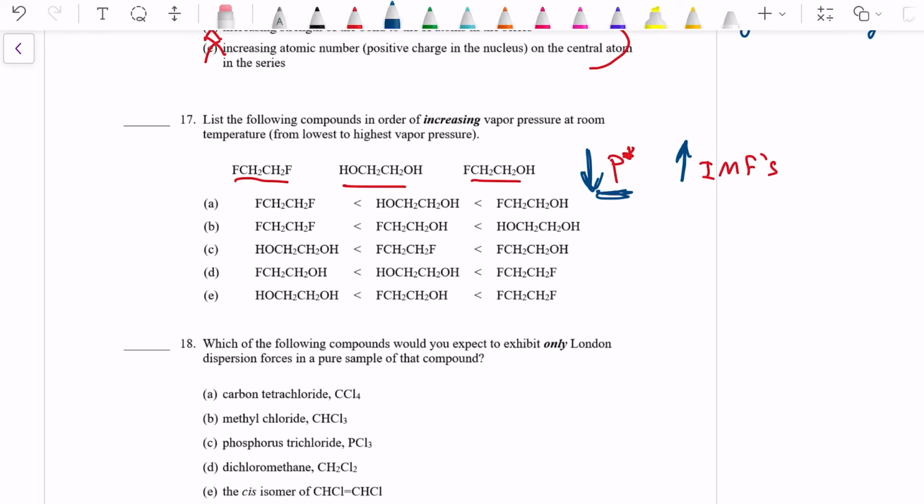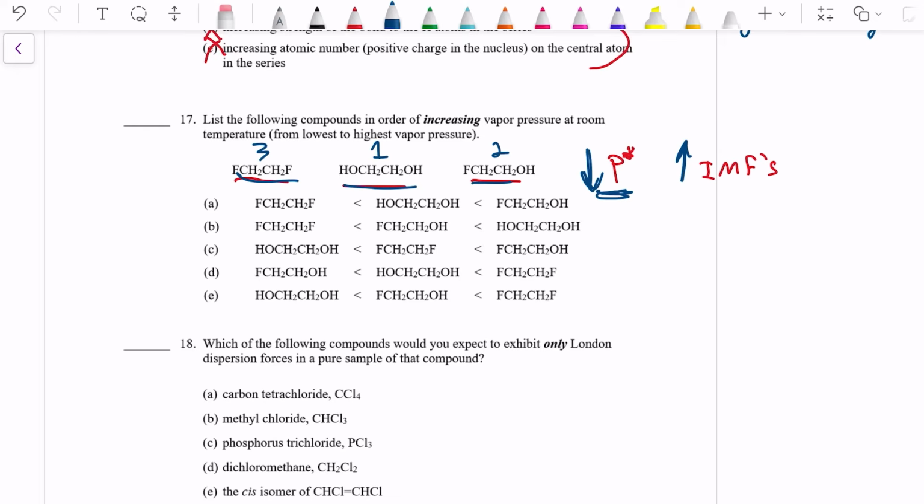So the first thing I notice is that these two compounds both have hydrogen bonding, but the second one has 2 OH groups, so that means this one is probably going to have our highest intermolecular forces. I know hydrogen bonding is the strongest type of intermolecular force we can have, so if we have two groups that can contribute to hydrogen bonding, that's going to be very high intermolecular forces. It's going to be higher than just one. And then this species has no hydrogen bonding. So this one's probably going to be 3 and then 2.